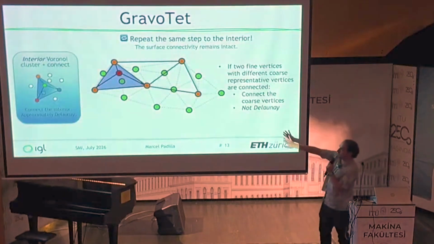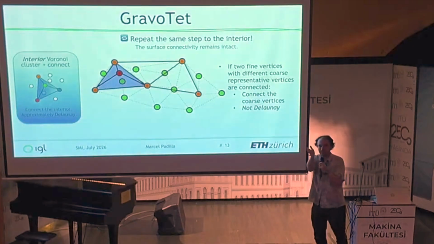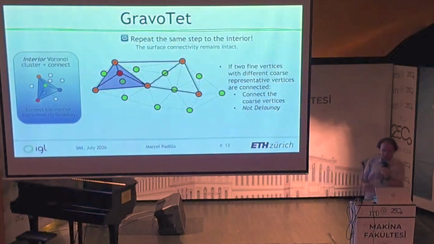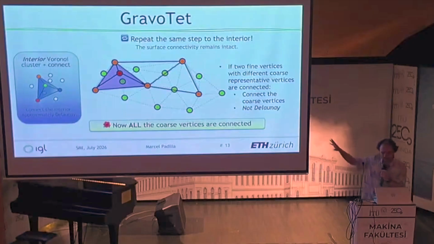Once we have that, so imagine you had all this in 2D. Now we can go into 3D. So the surface will now grow into the interior of the volume. And with the exact same connectivity rules, we just continue, and then we have all the vertices connected.